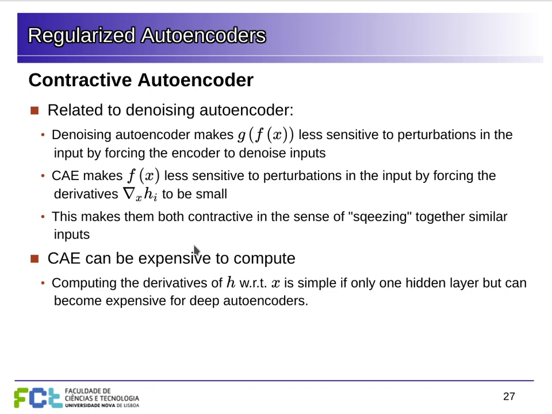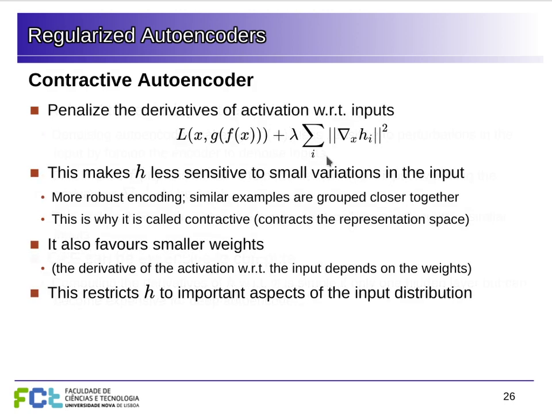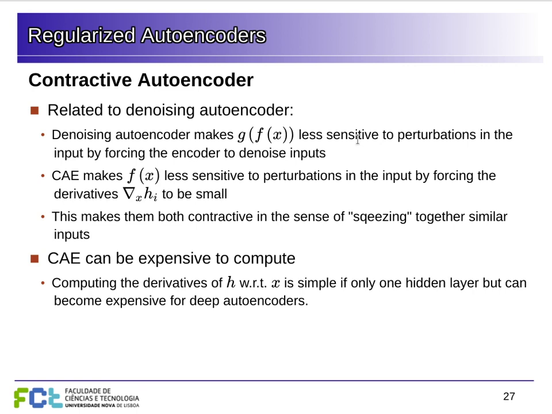There is one drawback that contractive autoencoders have. Computing this derivative, the derivative of the hidden representation with respect to the inputs, is fairly simple if we only have one hidden layer, for example. But if we have a deep autoencoder with many hidden layers, this requires a lot of computation to compute all these derivatives. So with deep autoencoders, contractive autoencoders can be expensive to train, and sometimes they are trained step by step, one hidden layer at a time or something like that.